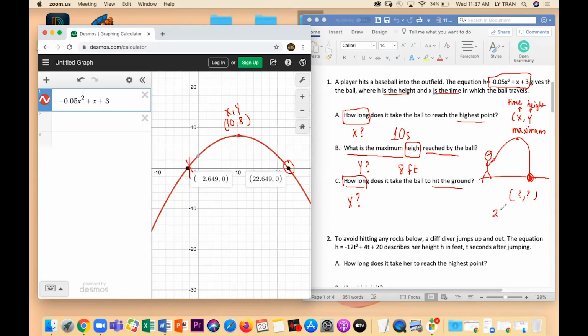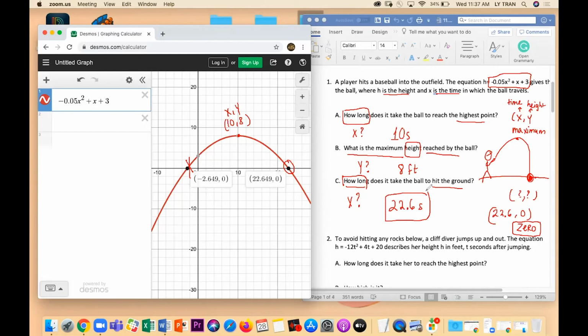And it's at 22.6049. We can just round it to 22.6 and comma 0. Again, one more time, when you hit the ground, there is no height on the ground at all. So your Y value is 0, and that's the reason why we call this point 0 as well. But what is our answer? We're looking for X, so that's going to be 22.6 seconds.